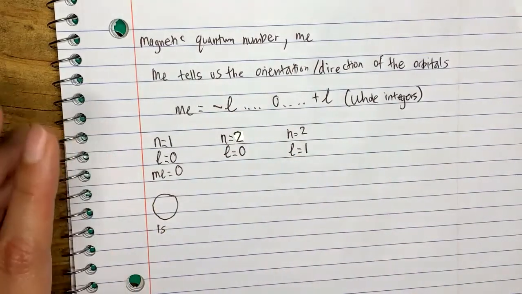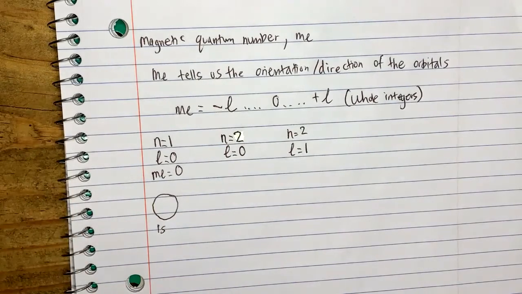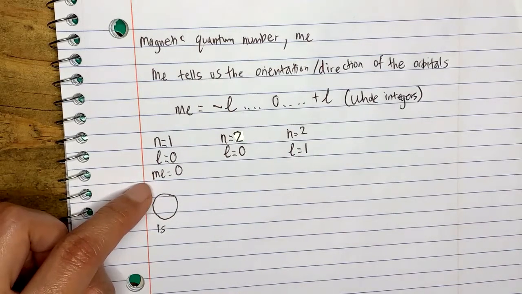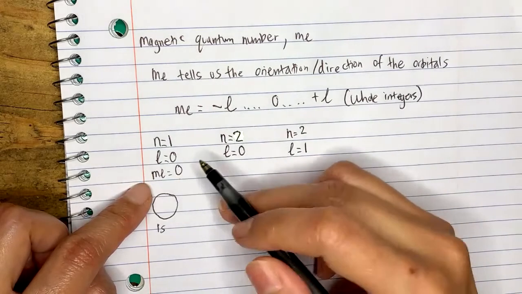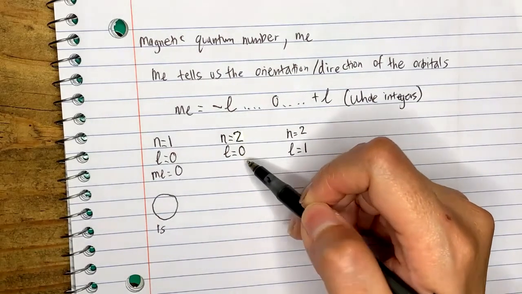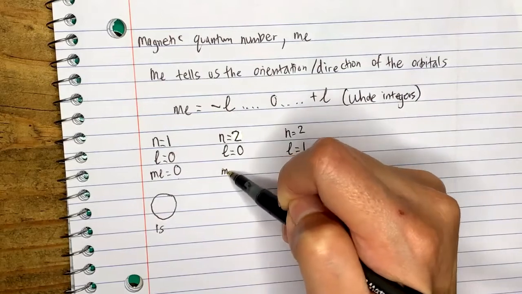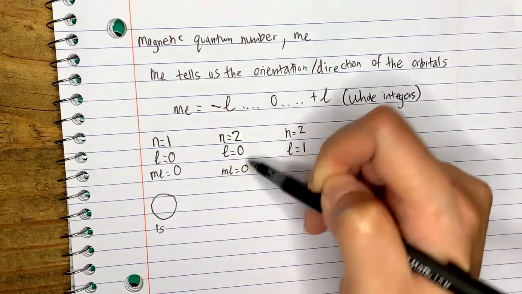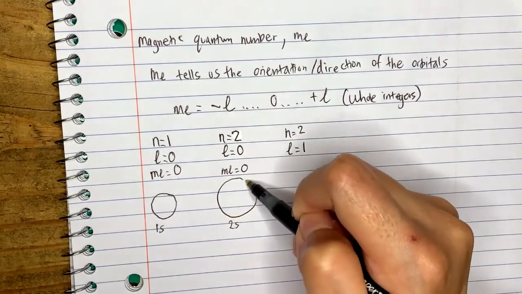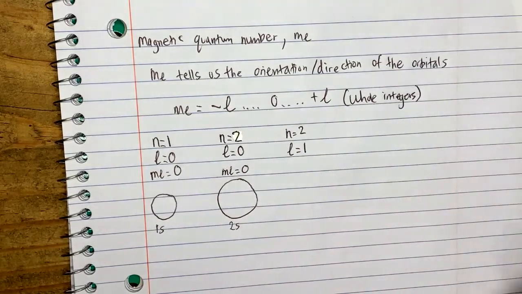It makes sense. If it's a sphere, you can't really point in any other direction. It's the same every way you turn it around. So that's why when L is 0, ML is only 0. The fact that it's 0 tells you the orientation is at position 0. Then N is 2, L is 0, and because L is 0, ML is also 0. So if you had a 2s orbital, 2s is bigger because of the higher energy level. It's literally one option for the orientation.